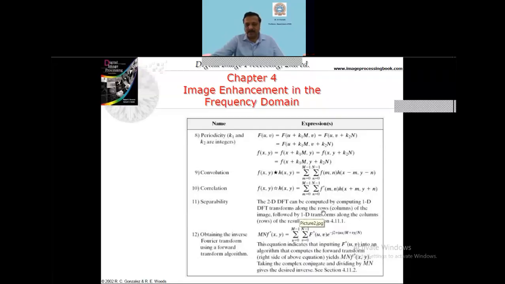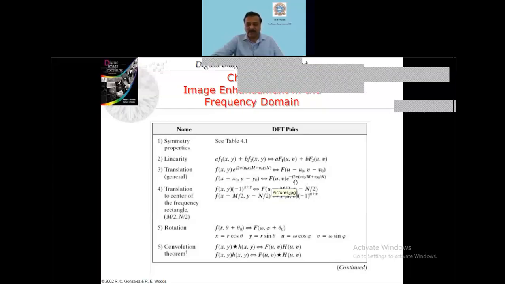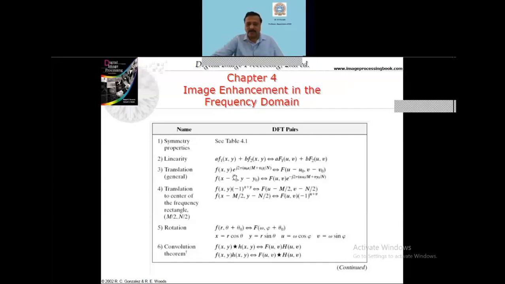Separability means the two-dimensional DFT can be computed by using two one-dimensional DFTs. That's separability. And how we can obtain the inverse Fourier transform using the forward transform. Other properties: a shift in the frequency domain means the corresponding image gets multiplied with an exponential. A shift in the spatial domain means the corresponding spectrum gets multiplied with an exponential. A small variation to this is, if I make u naught equal to M by 2 and v naught equal to N by 2 and substitute these values here, you actually get minus 1 to the power of x plus y.